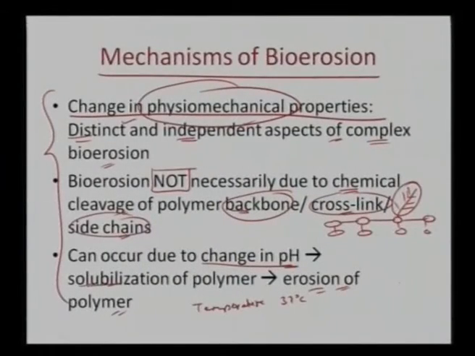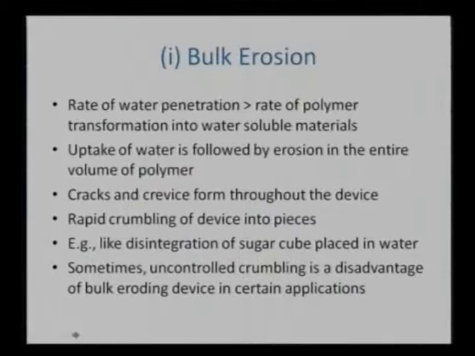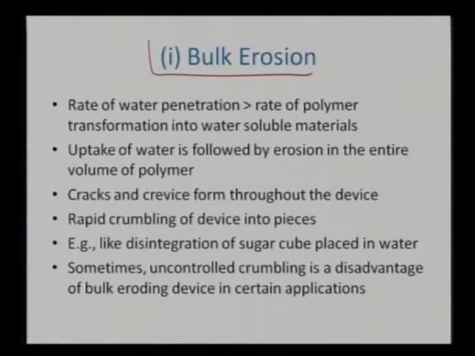So we can see how complex this particular process of bioerosion is for the biodegradable polymers here. Again, depending on what kind of polymer it is, we can also have two kinds of erosion which can occur. One is the bulk erosion, or second can be the surface erosion. So first let us consider the bulk erosion part. In this case, what is happening is that the rate of water penetration into the polymer is greater than the rate of polymer transformation into water soluble materials.